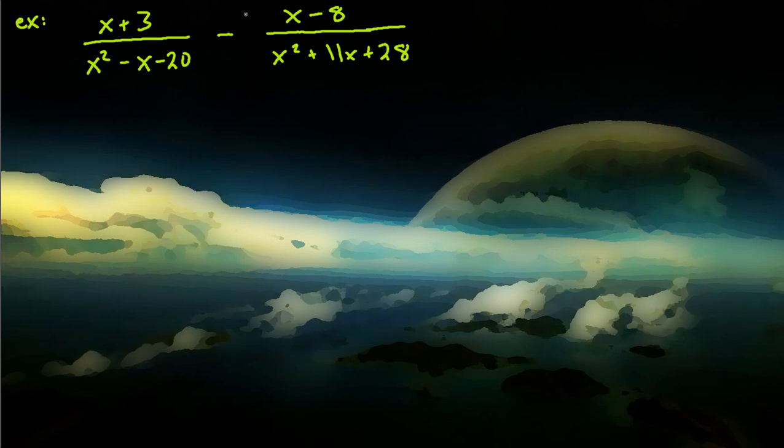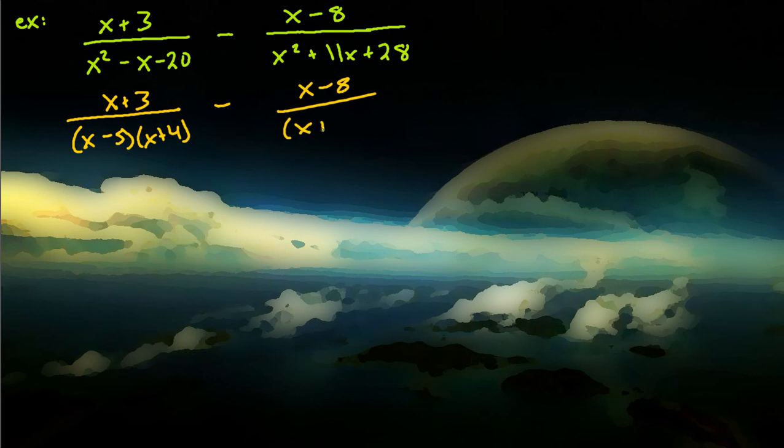We're going to factor. We want to be very careful of that negative right there. So we're going to have x plus 3 all over x minus 5, x plus 4. The order that you write that in really doesn't matter. Very careful with that negative because it's going to have to distribute.